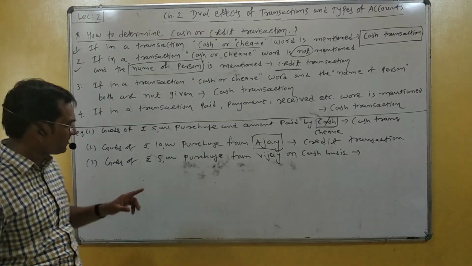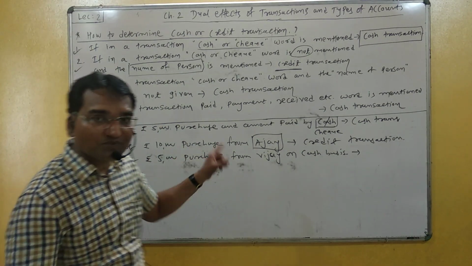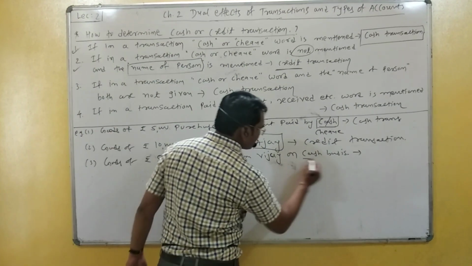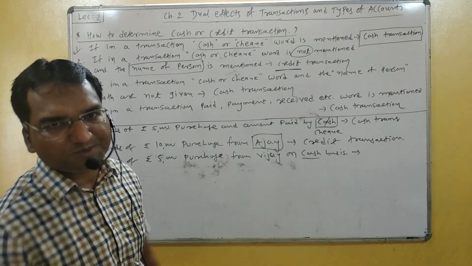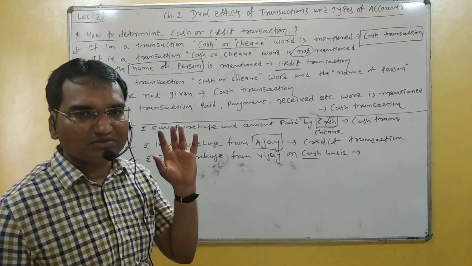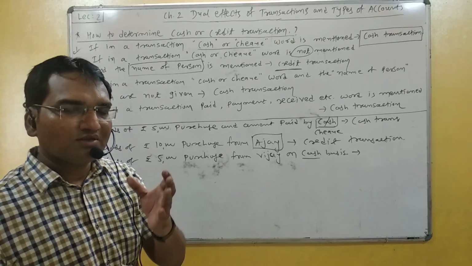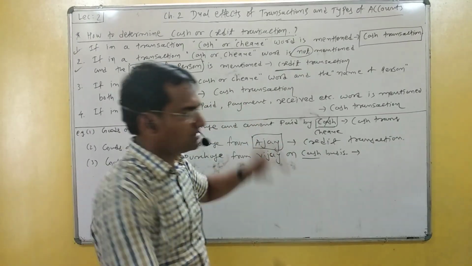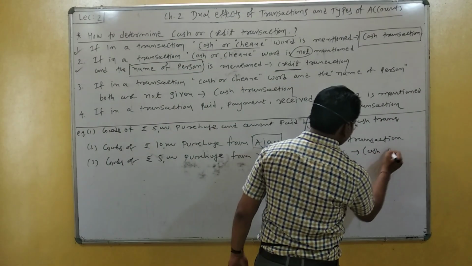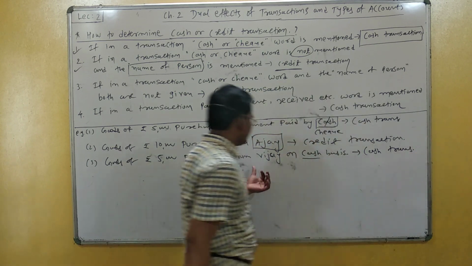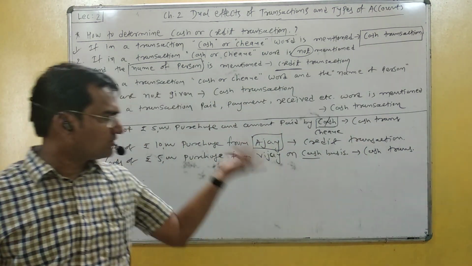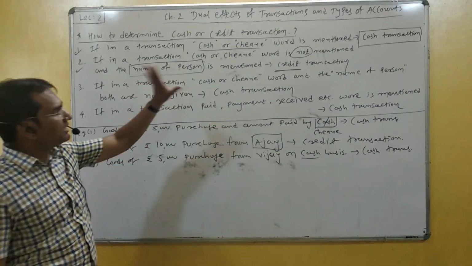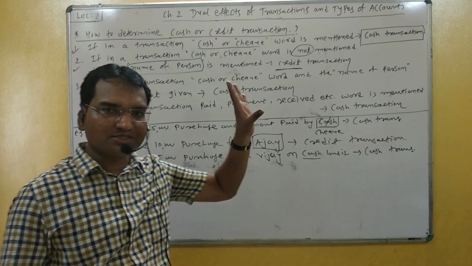Be careful, students. Goods of rupees 5,000 purchased from Vijay. Here the name of a person is given as well as the cash word. Cash basis means the amount is paid by cash. What do you think about this transaction? No worry. Here the cash word is mentioned, so it is treated as a cash transaction, whether the name of a person is given or not, because the amount is paid by cash.